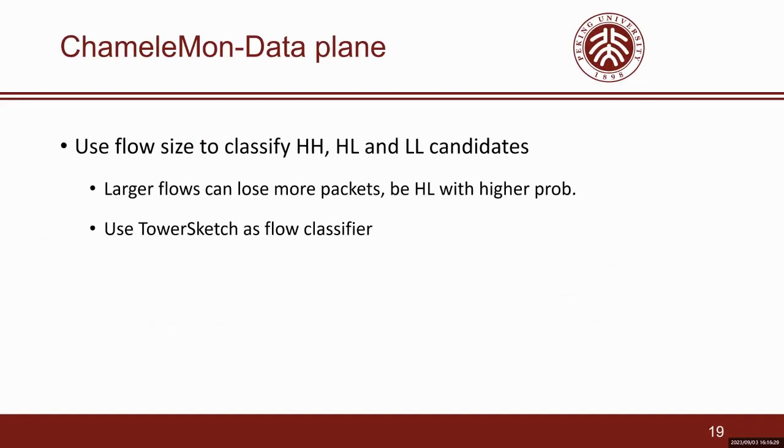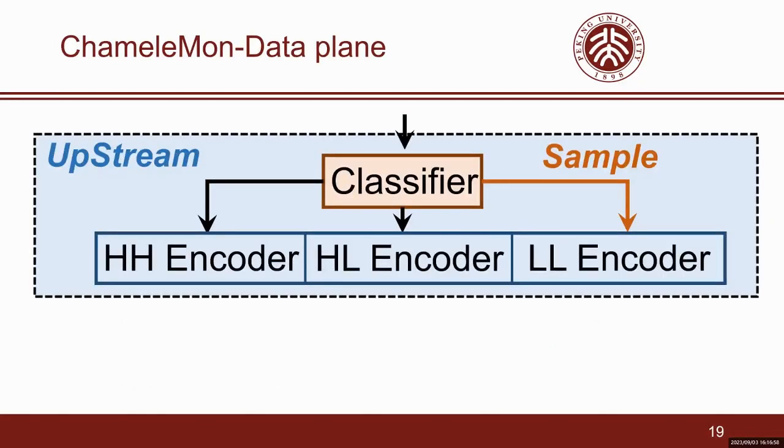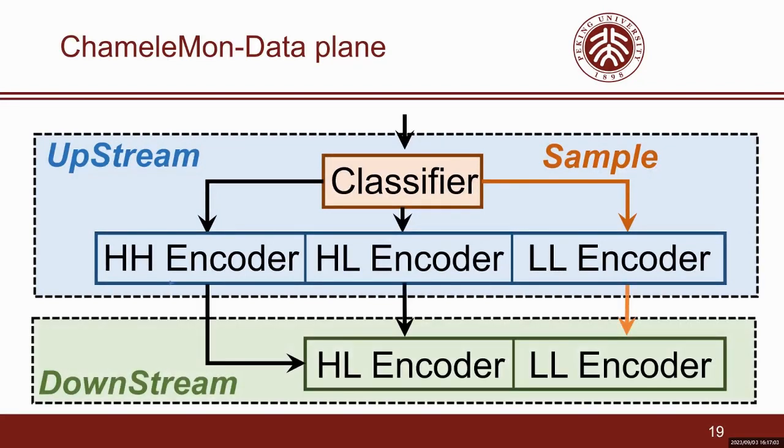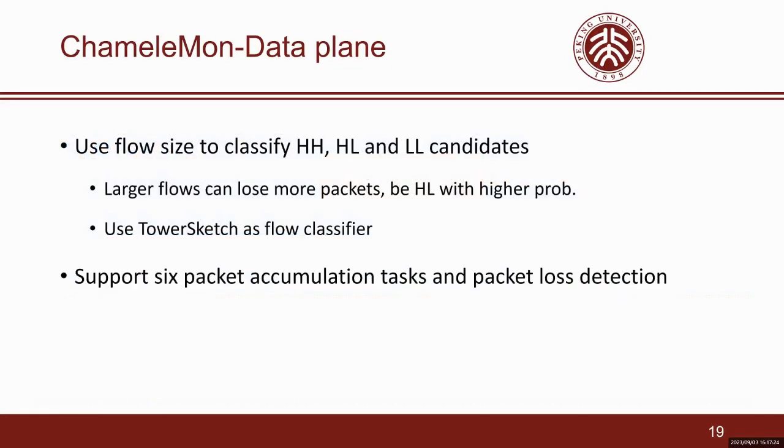Based on the insight that larger flows can lose more packets and thus have a higher probability of becoming heavy losses, ChameleMon uses flow size to classify heavy hitter, heavy loss, and light loss candidates. The packet is inserted into a large FermatSketch, which consists of 3 parts working as 3 flow encoders. It is inserted into the corresponding encoder according to its classification result. When a packet leaves the network, it is also inserted into a large FermatSketch. Because heavy hitter candidates are already recorded upstream, this FermatSketch only consists of 2 encoders, and all heavy hitter candidates are inserted into the heavy loss encoder downstream. In this way, ChameleMon can support 6 packet accumulation tasks and packet loss detection.